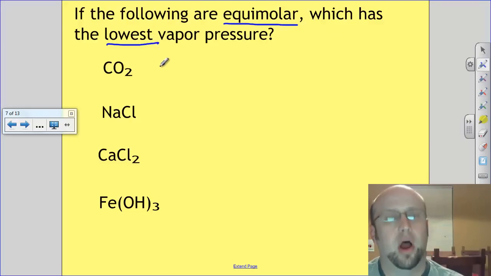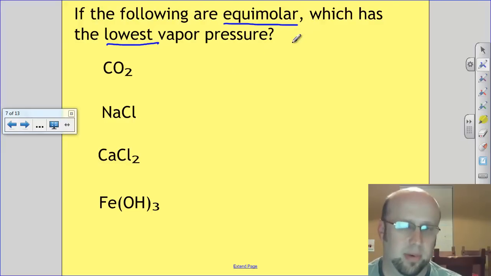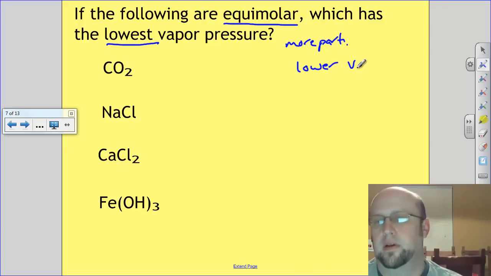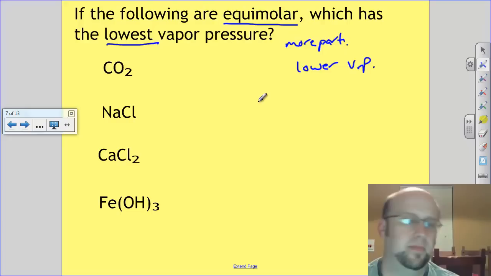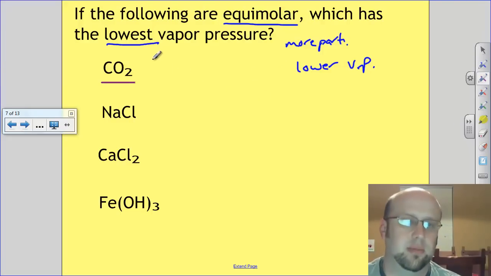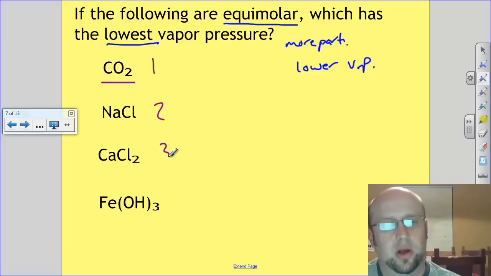Remember, higher colligative properties, or more particles, means lower vapor pressure. So how many particles does each of these things form? Well, CO2 is a molecular compound, so it always has 1 particle. And we've done these other 3 before. We know that we have 2, 3, and 4 particles.